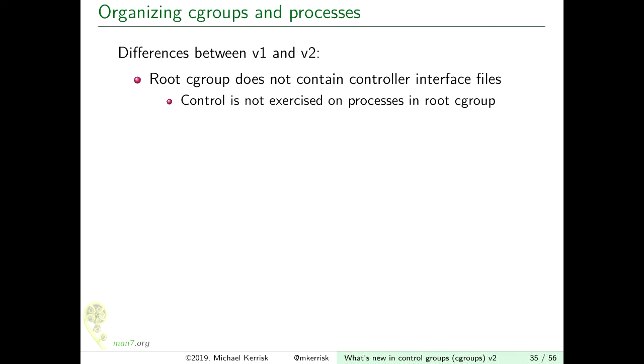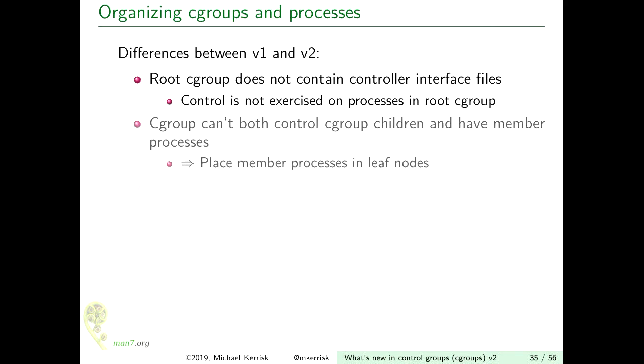But there are some differences as well in version 2. In version 2, the root cgroup doesn't contain any controller interface files. In other words, you can't do control on processes that are in the root cgroup. With version 1, for some of the controllers, you could do control in the root cgroup. For some others, you couldn't in version 1. Version 2 is consistent. There's no control of any sort in the root cgroup.